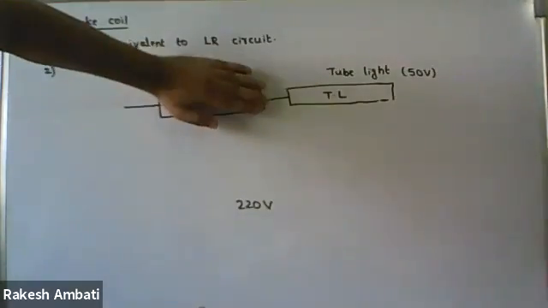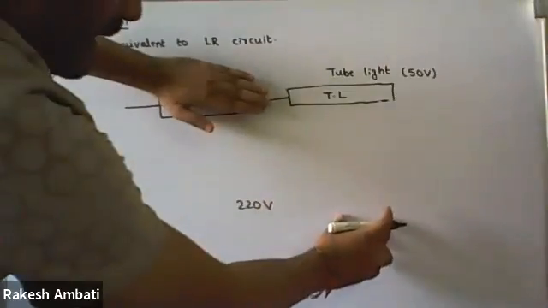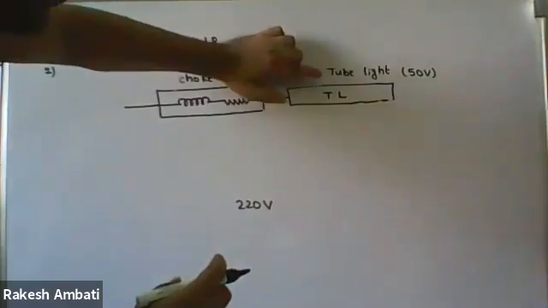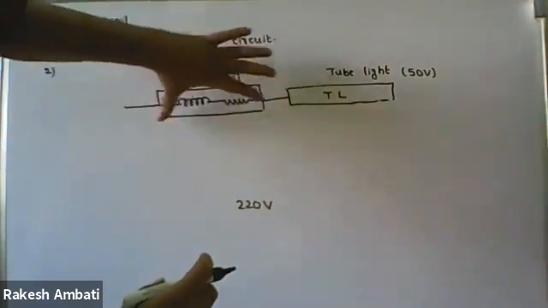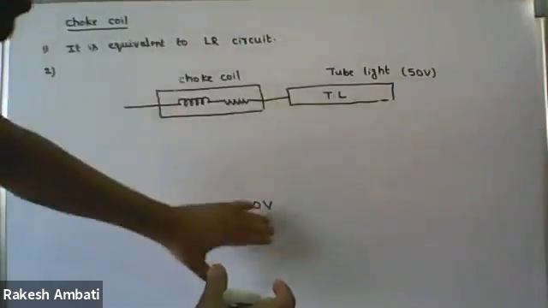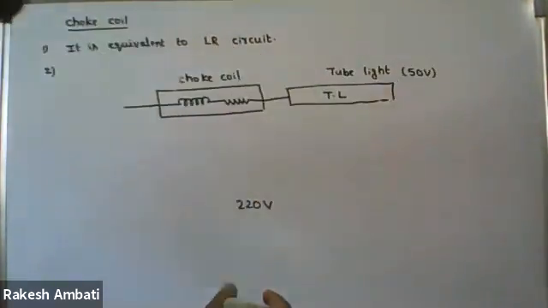If there is no choke coil, 220 volt is directly coming to the tube light, it short circuits. So to protect this tube light from high potential, I'm taking a choke coil connected in series combination. Why connect in series combination? So that the potential sharing, the potential distribution takes place.